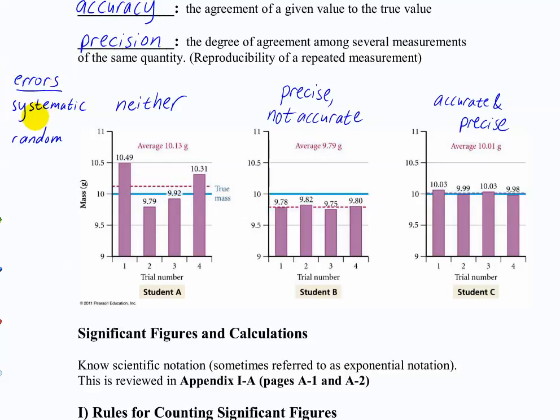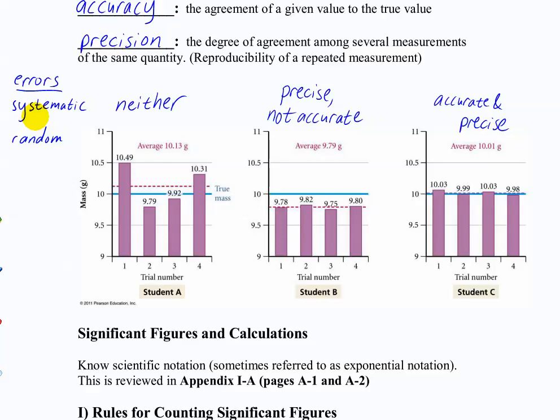Systematic error means that your data will be precise but not accurate. It means that something is affecting every one of your measurements. Even though all your measurements are good, you're doing them reproducibly, something is setting them all off a little bit. An example of a systematic error is an uncalibrated balance, a balance in the lab that's always off by a gram. You can get very precise data, but it's not going to be accurate because everything's off a gram.